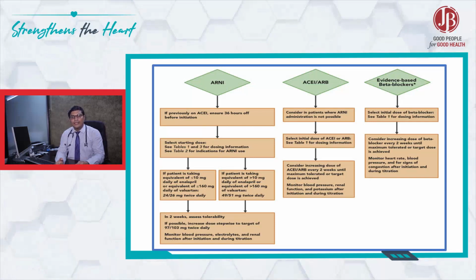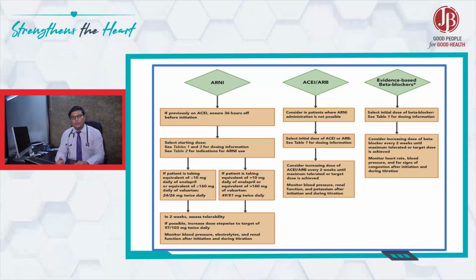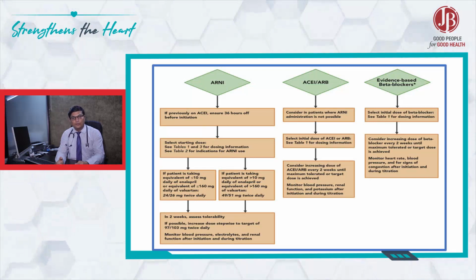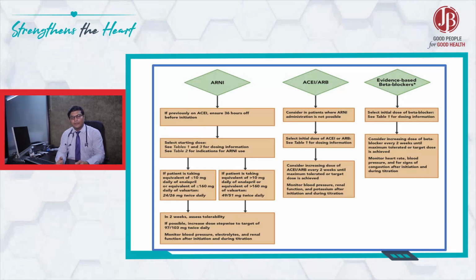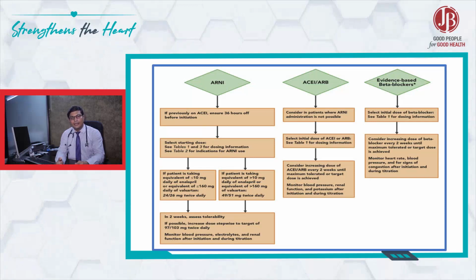Now, as for the dose of ARNI, if the patient is on 5 or 10 milligram of enalapril, that is a dose of 10 or less, it is wiser to start ARNI at a dose of 50 milligram twice a day. If at all the patient is receiving enalapril of more than 10 milligram per day, then we can start directly with 100 milligram of the sacubitril valsartan combination, twice a day.